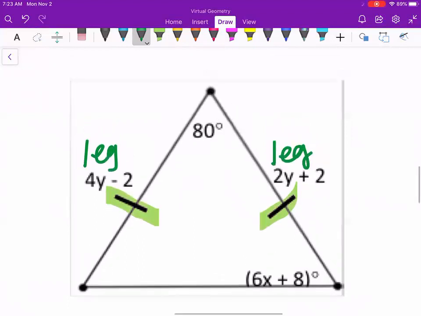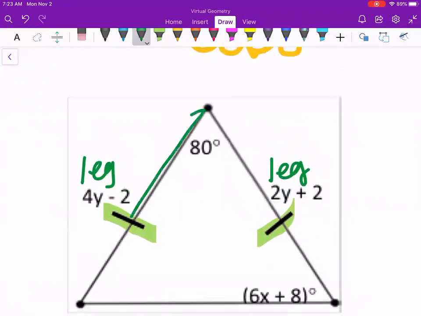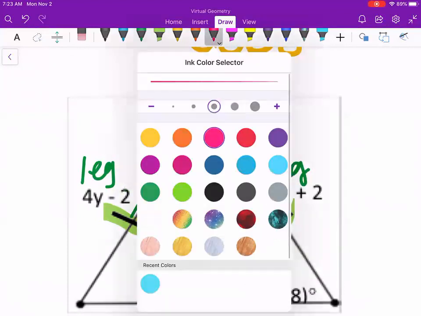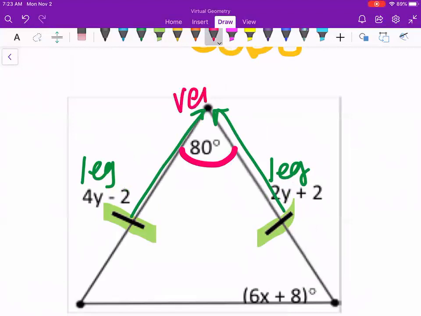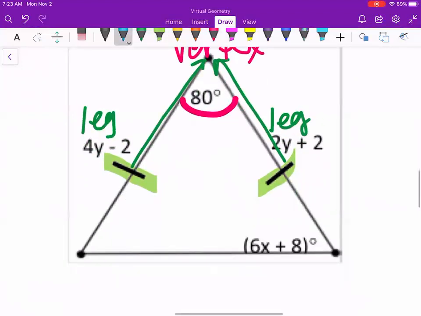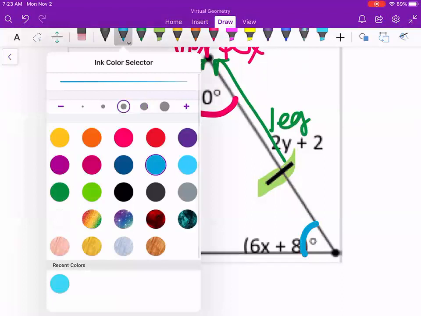And again, where those two legs come together, that is my vertex. Which means my other two angles are my base angles.